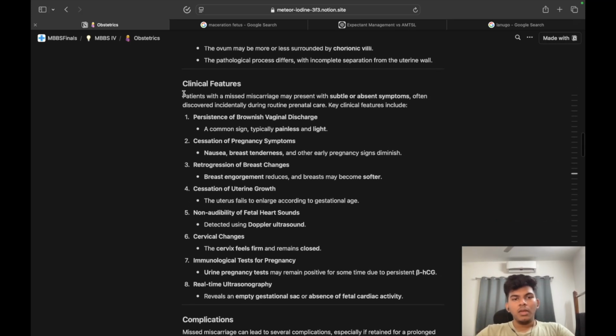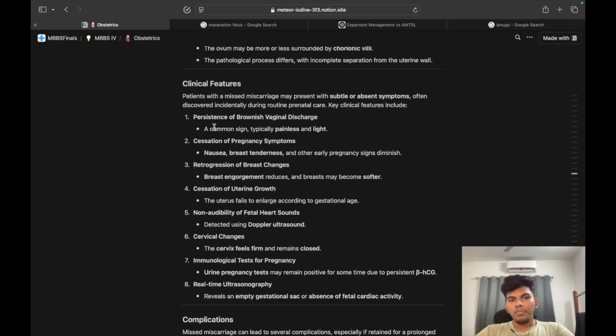Coming to clinical features, patients with missed miscarriage may present with subtle or absent symptoms, often discovered incidentally during routine prenatal care. Key clinical features include persistent brownish vaginal discharge. We'll read the headings once, then go to the description. Second, cessation of pregnancy symptoms. Third, regression of breast changes, cessation of uterine growth, non-audibility of fetal heart sounds, cervical changes, immunological test for pregnancy, real-time ultrasonography.